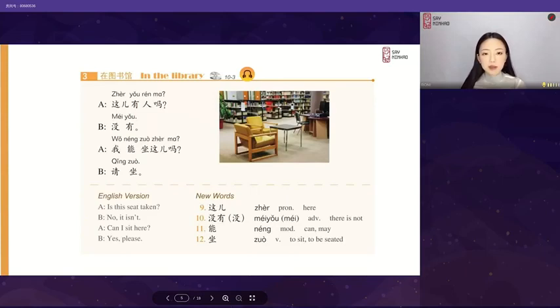这儿有人吗? 没有。 我能坐这儿吗? 请坐. Okay, now let's try to read it in rows. I will be A and you will be B. 这儿有人吗?